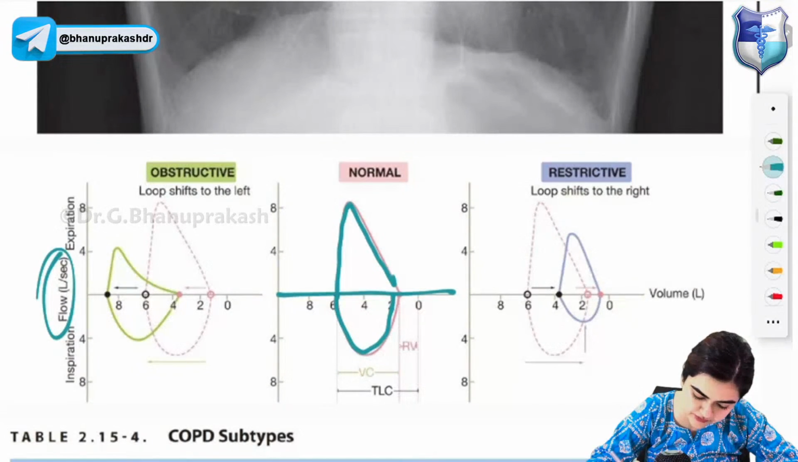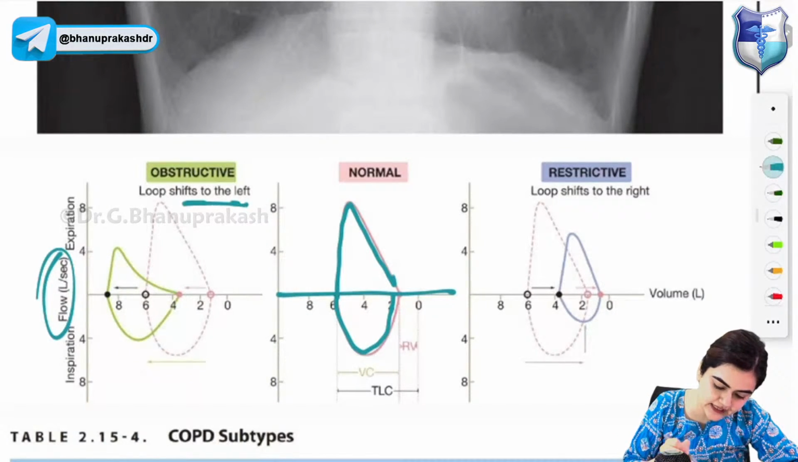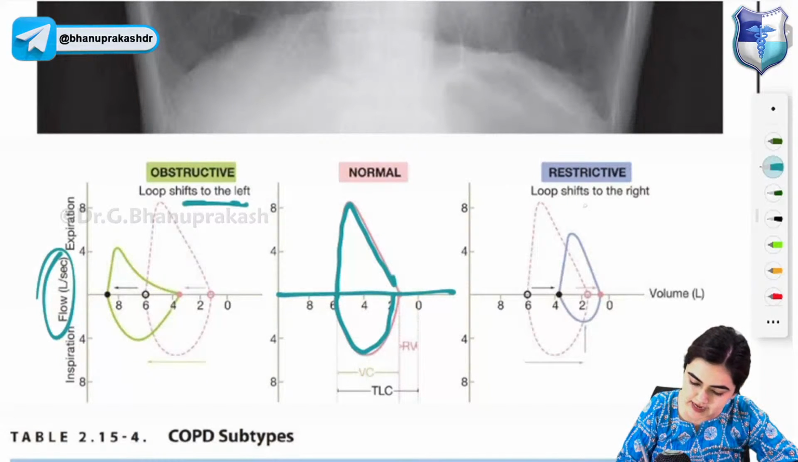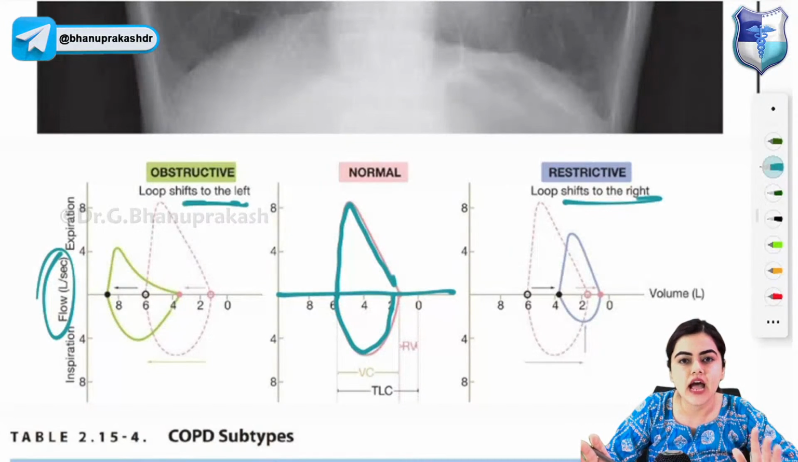Okay, normal graph will be like this. Now this loop will shift to left in case of obstructive lung diseases, and this loop will shift to right in case of restrictive lung diseases. This loop will shift to right in restrictive, and loop will shift to left in case of obstructive lung diseases. That you have to remember.